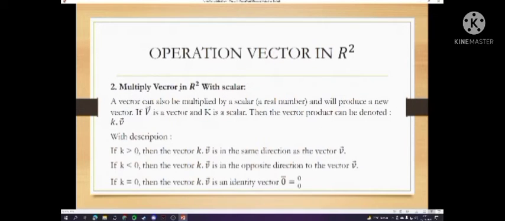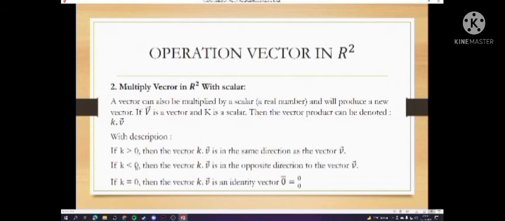Second, multiple vector in R square with scalar. A vector can also be multiplied by a scalar, a real number, and will produce a new vector. If vector v is a vector and k is a scalar, then the vector produced can be denoted k multiplied by vector v. With description, if k greater than 0, then the vector k multiplied by vector v is in the same direction of the vector v.